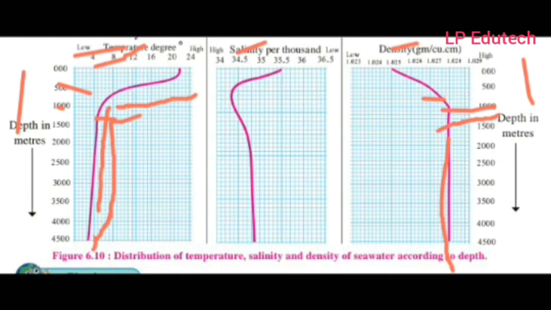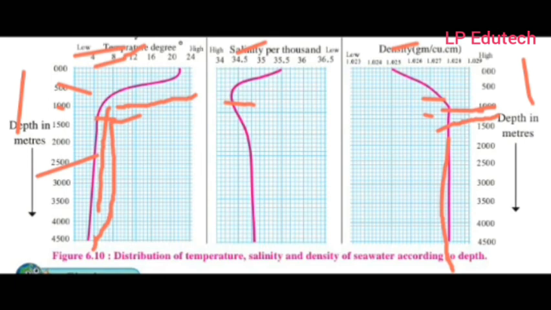Explain the correlation between all these three factors. Now, how do all these three factors correlate with one another? If the temperature is less, the density is more. If the salinity is less, then density is also less. Try to understand the correlation. I am repeating again. If the temperature is less, density is more. If the salinity is less, then density is also less.